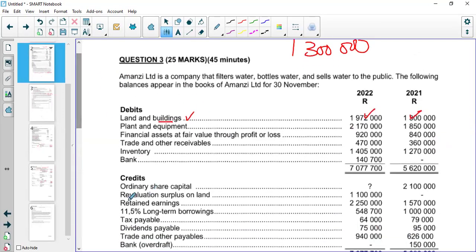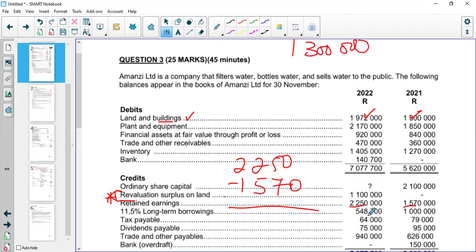Okay, brilliant. There was a revaluation surplus on land, right? That is the guide. So our land actually grew from 1,570 to 2,250. So this is the revaluation surplus. So 2,250 minus what? 1,570. So the increase in the revaluation surplus on land is 2,250 minus 1,570. So the increase in the revaluation is 680.